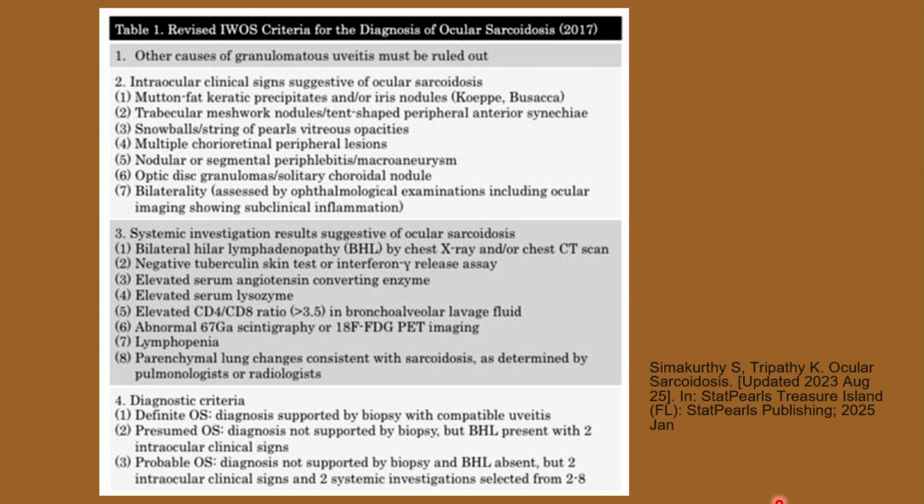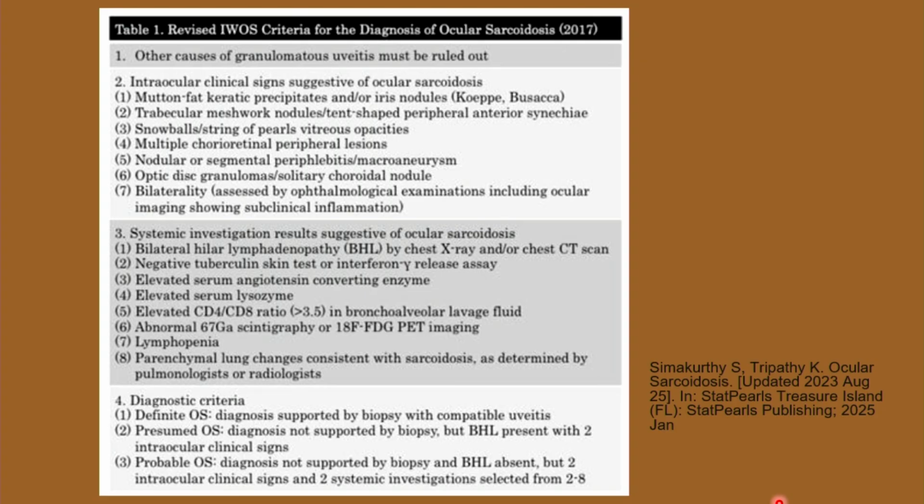So depending on the IWOS criteria for diagnosis of ocular sarcoid, we had two features suggestive of systemic disease: lymphopenia and bilateral hilar lymphadenopathy, which was positive. And among the ocular features, you had bilaterality and optic disc involvement also seen. So this is a case of presumed ocular sarcoidosis.